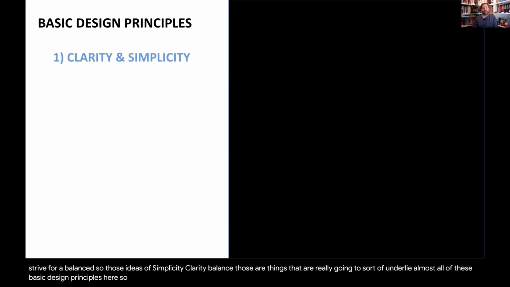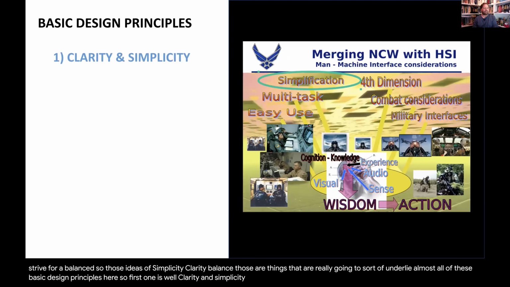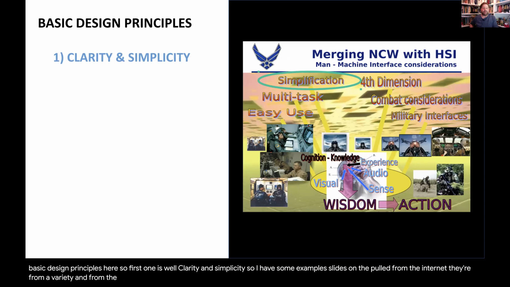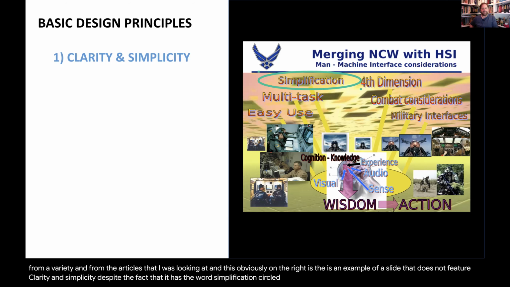So first one is, well, clarity and simplicity. So I have some example slides on the right. They're from a variety of different sources that I've just pulled from the internet, from the articles that I was looking at. And this obviously on the right is an example of a slide that does not feature clarity and simplicity, despite the fact that it has the word simplification circled on it.